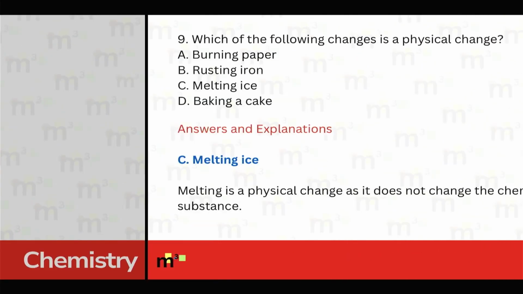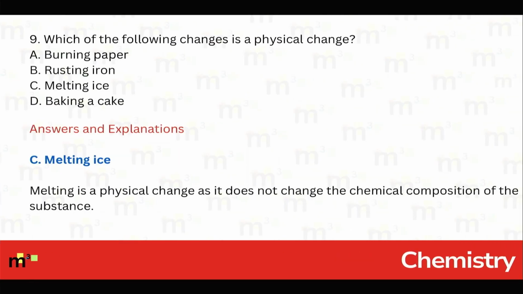Melting ice. Melting is a physical change where ice, which is solid water, turns into liquid water without altering its molecular structure, which is H2O. This phase change is reversible and does not produce new substances, distinguishing it from chemical changes like burning.